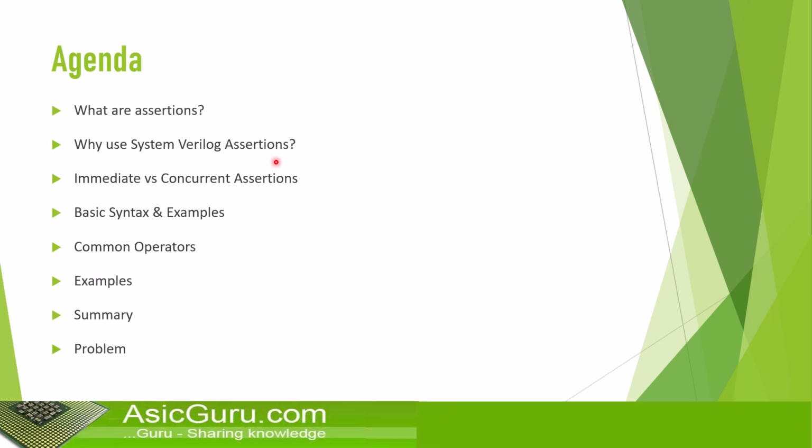We will start this session with a quick overview of what assertions are, followed by why assertions are important in SystemVerilog verification. Then we will discuss what immediate and concurrent assertions are, followed by examples and a few common operators used in assertions. Towards the end, we will wrap up with a quick summary and apply all the understanding to a small problem to see what we have learned.